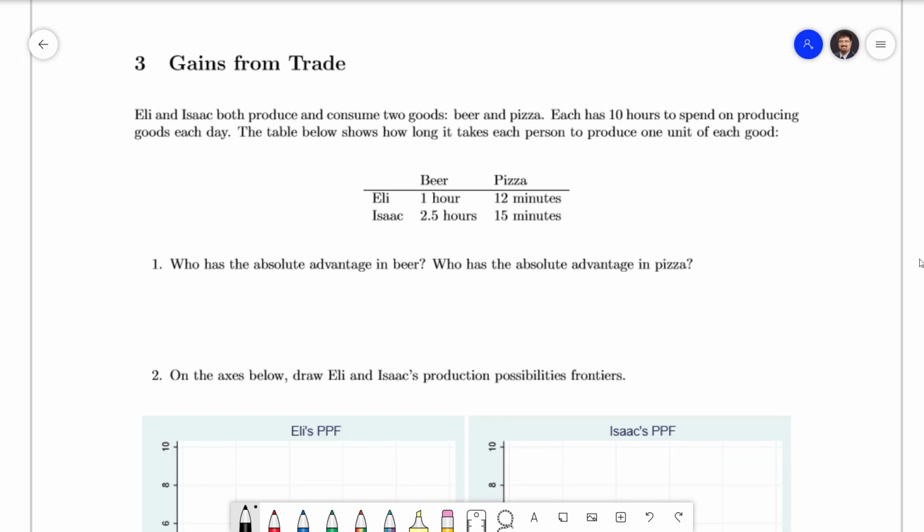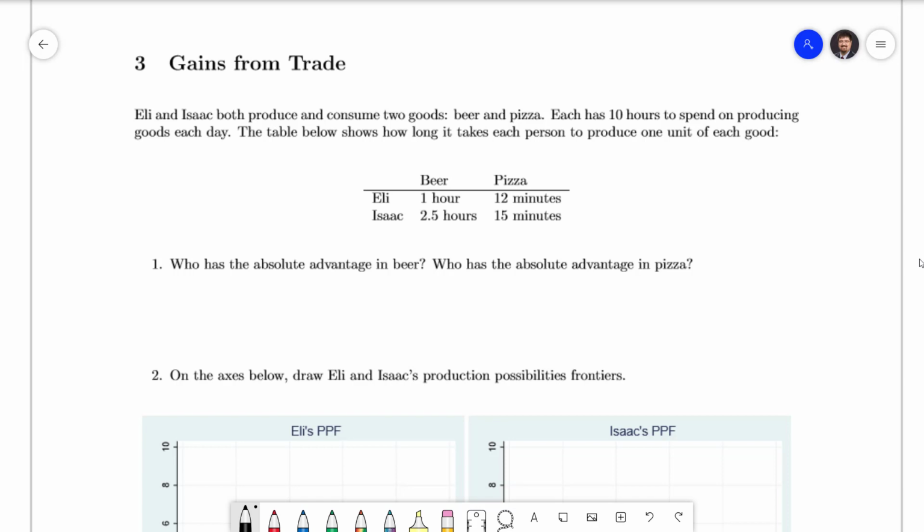In this video, I'm going to solve an exercise on gains from trade. Suppose we have an economy with two people, Eli and Isaac. Both of them produce and consume two goods, beer and pizza, and each has 10 hours to spend on producing goods each day. Eli can produce a beer in 1 hour, Isaac can produce a beer in 2.5 hours, while Eli can produce a pizza in 12 minutes and Isaac can produce a pizza in 15 minutes.